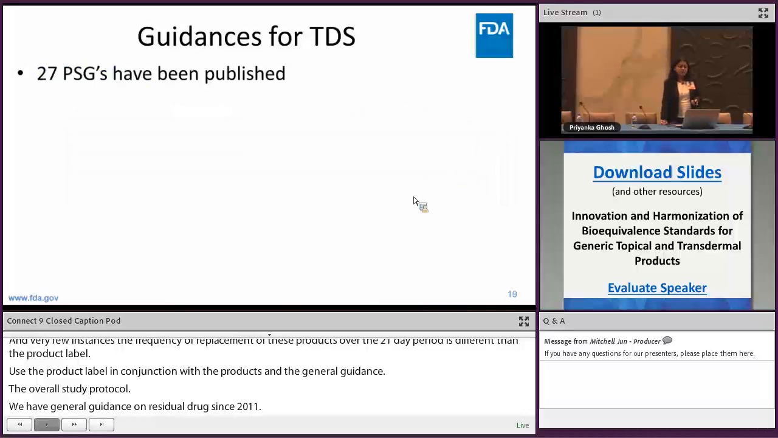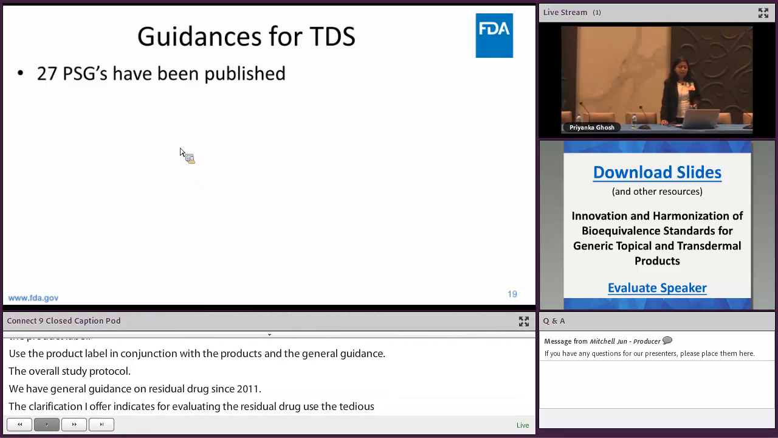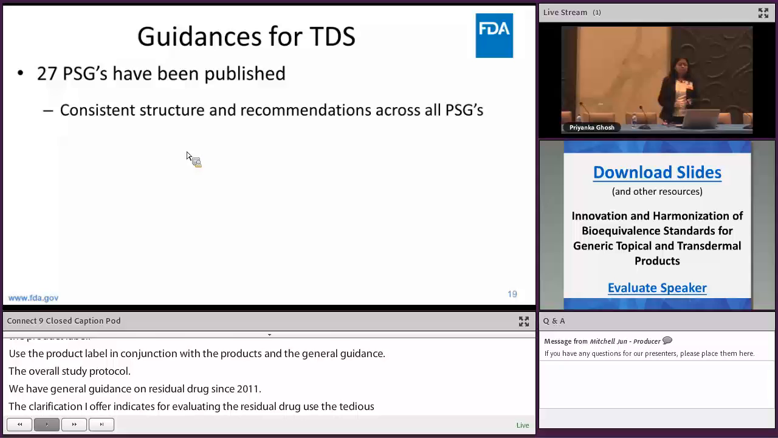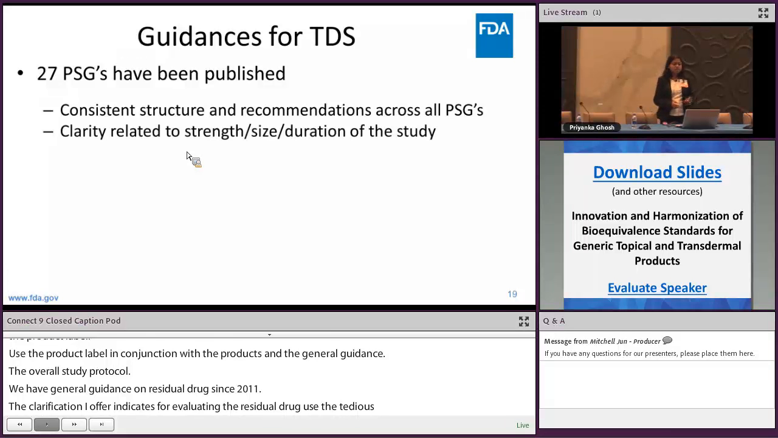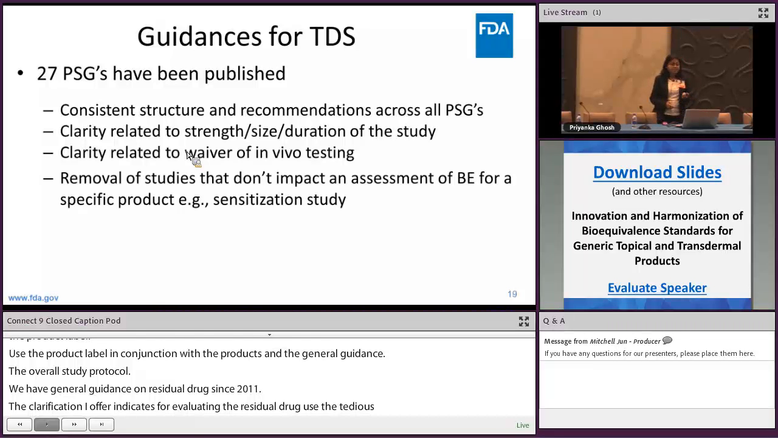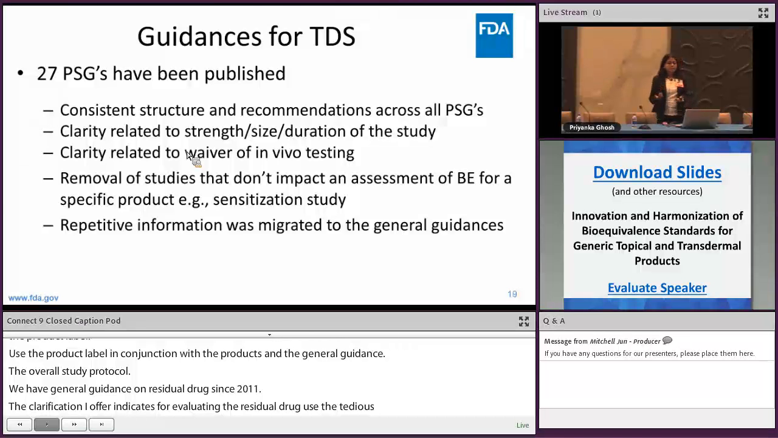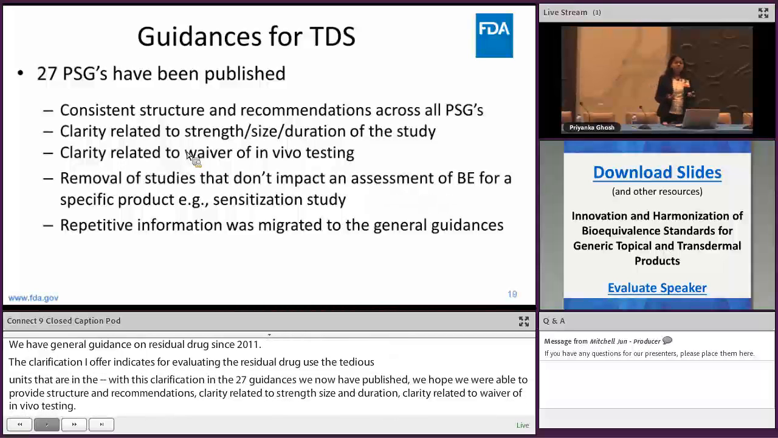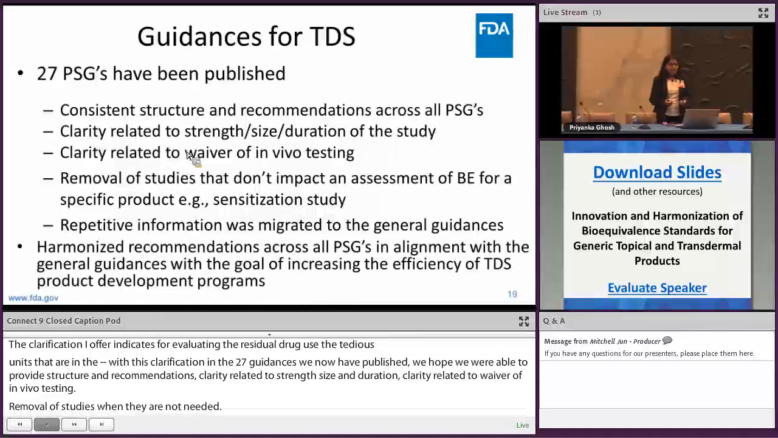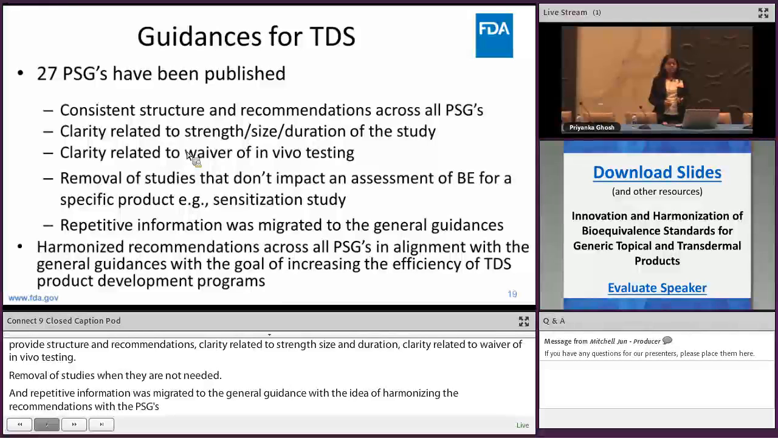So with these clarifications and the 27 guidances that we now have published, we hope that we were able to provide consistent structure and recommendations across all PSGs, clarity related to strength, size, duration of the studies, clarity related to the waiver of in vivo testing, removal of studies when they are not needed, say for example a sensitization study when you know that the API is sensitizing, and all repetitive information was migrated to the general guidance with the idea of harmonizing the recommendations with the PSGs, providing streamlined recommendations within the PSGs, just the product-specific components, and then all the rest of the information within the general guidances, with the ultimate goal of course, increasing the overall efficiency of the TDS development programs.